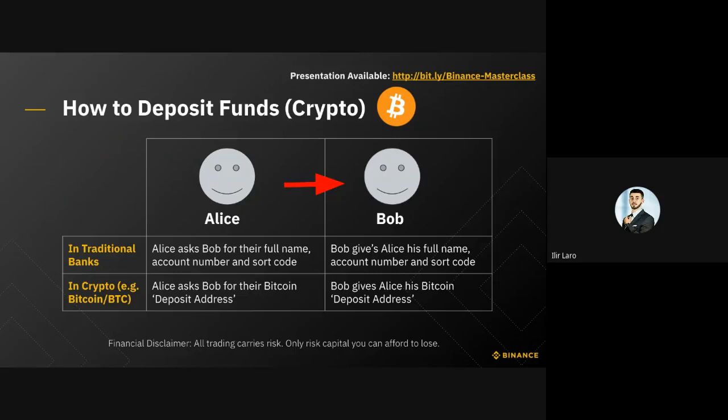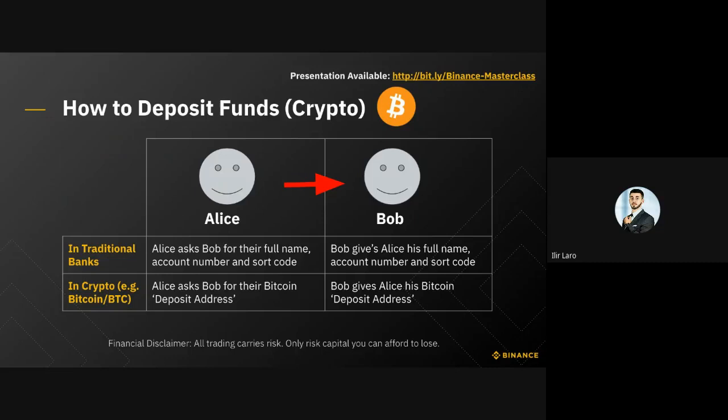Now we're going to touch on how to deposit crypto funds. In order for me to discuss this, I want to take a step back and give some context, because I think depositing crypto is quite complicated for newcomers. So I want to give an illustration with Alice and Bob.